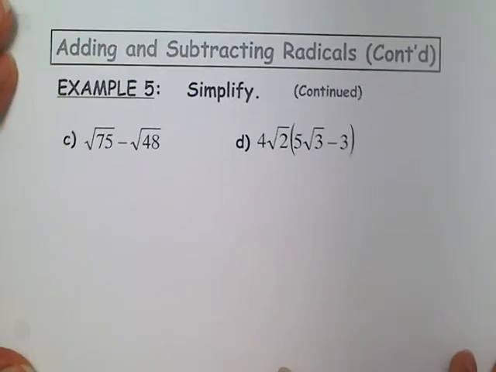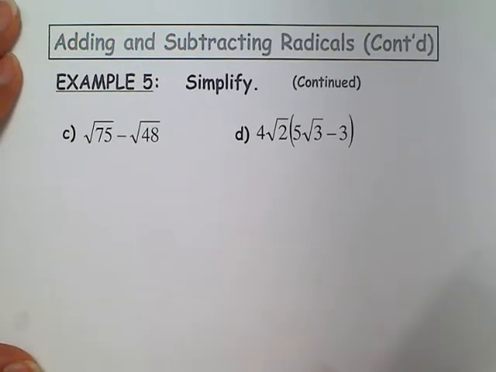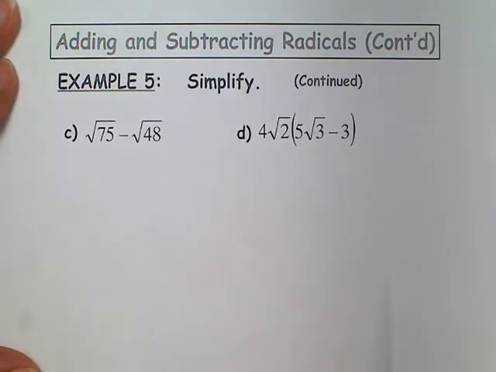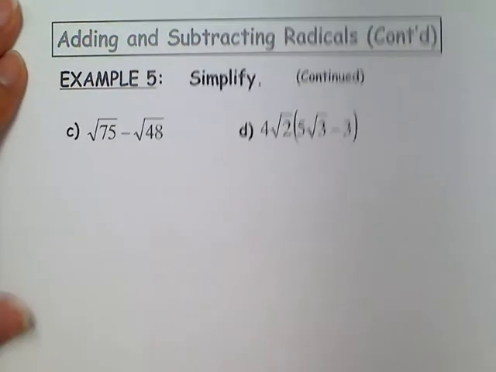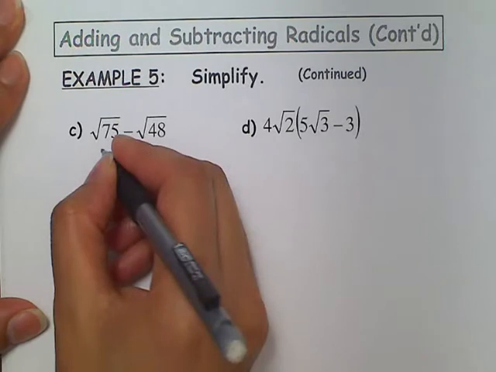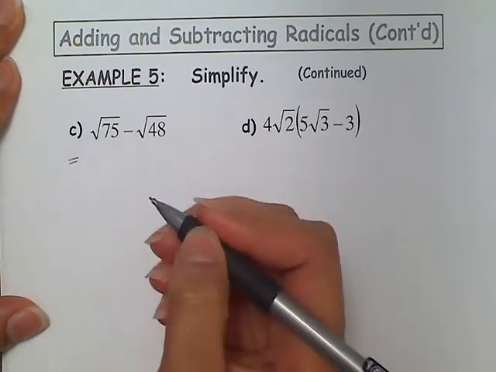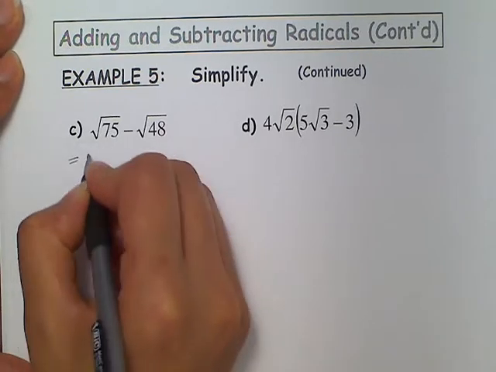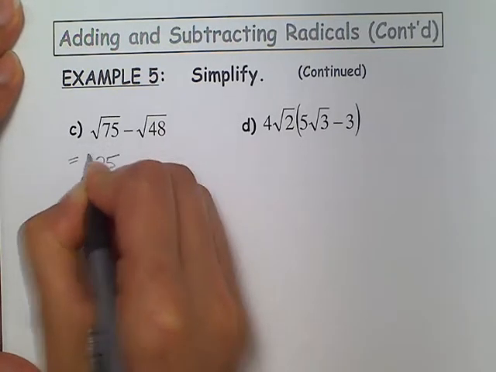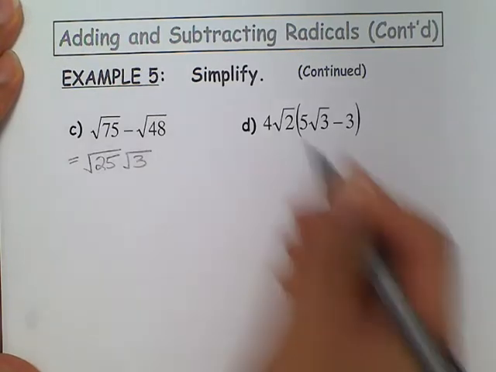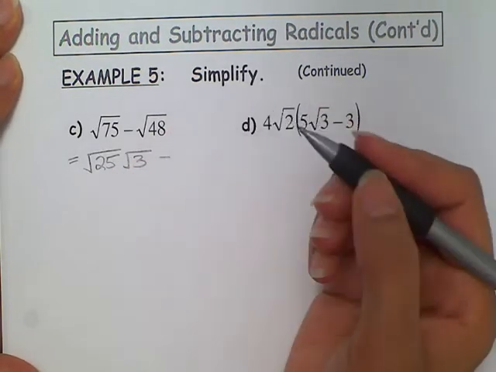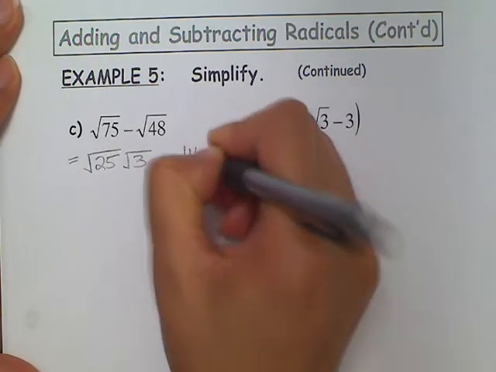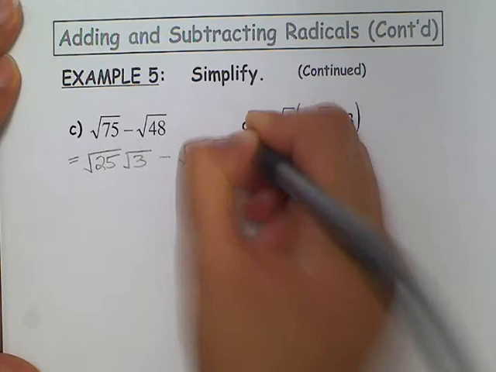Okay, looking at part C and part D of the same example. We're still simplifying. In this case, it looks like I can't actually combine the radicals in part C, but that's because they are not written in simplified form. So the first thing I need to do is rewrite this in simplified form. Instead of the square root of 75, I'm going to break this down into the square root of 25 times the square root of 3, minus, I'm going to break down 48 as well. 48 can be broken down into, I believe, 16 and 3.